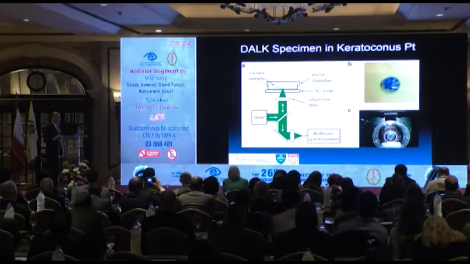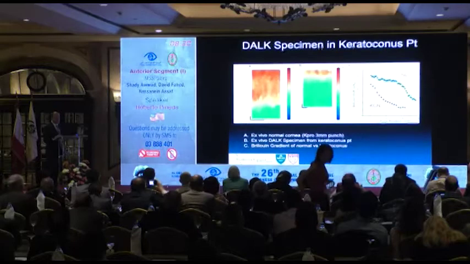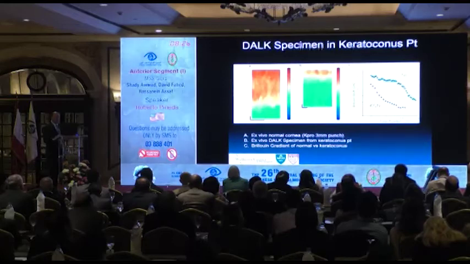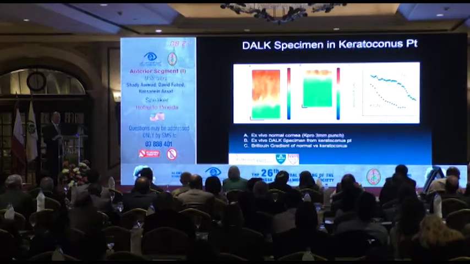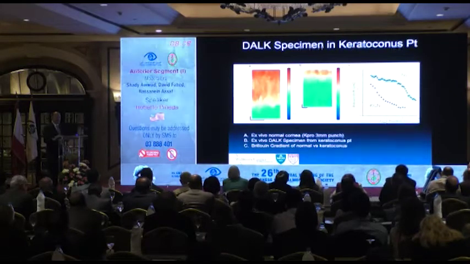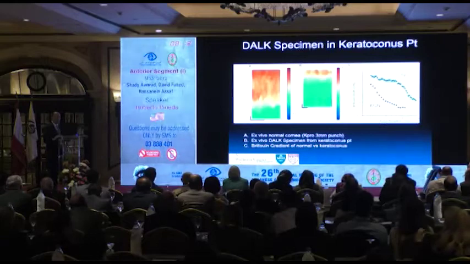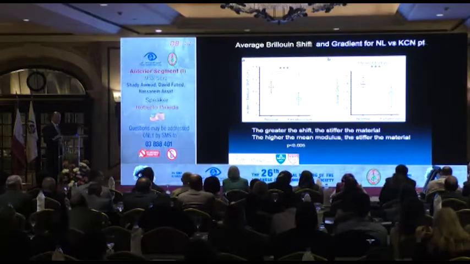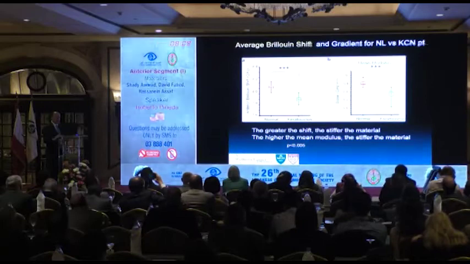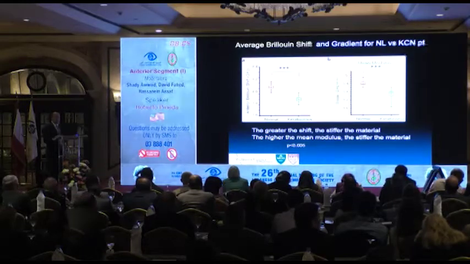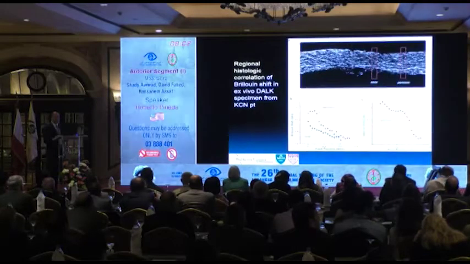We have from a patient with keratoconus, and what you can see here is this is the central cornea from a keratoprosthesis tissue that we took, and then from an adult patient. And again, you can see here the normal cornea has a much more normal kind of slope one, slope two, versus this rapid steep slope in the keratoconus cornea. And we can look at this also with the anterior Brillouin shift and slope showing the same data. What's really exciting about this device is its ability to measure things regionally.